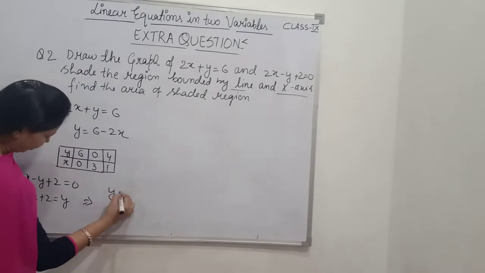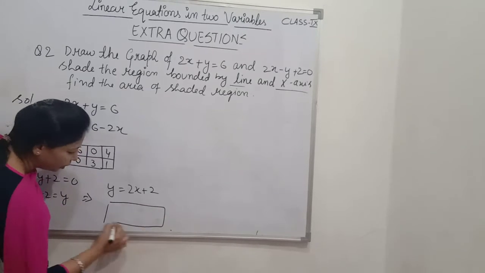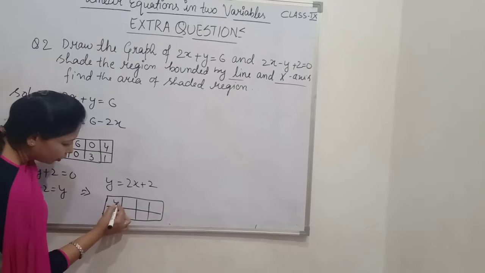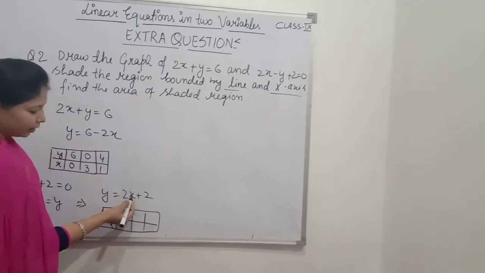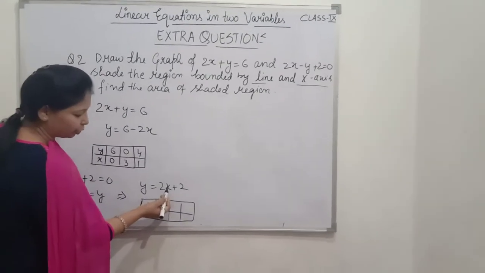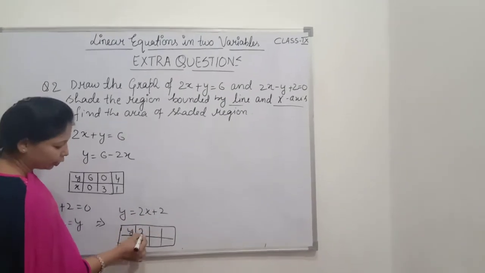I can write y is equals to 2x plus 2. So it's very simple to get the solution. Here is y and here is x. Now what should I take? First I should take x is equal to 0. If x is equals to 0, then this whole term becomes 0 and y we will get 2.